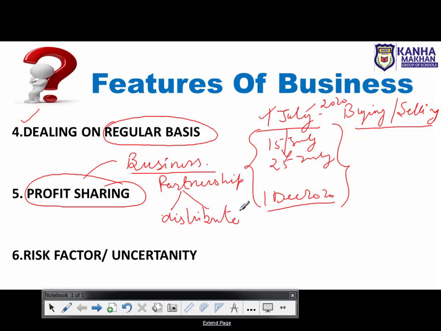ठीक है, so that is your profit sharing. Last feature, that is risk factor or uncertainty. Yes, when it is on business, so business is a particular activity in which you are not sure upon the risk. You are not sure upon the risk means risk factor is available. Risk factor वहाँ होगा. You cannot completely minimize or completely eliminate it. ठीक है, little bit risk factor will be there.